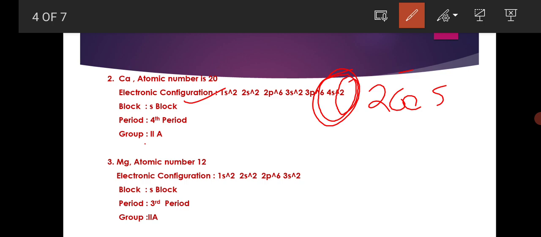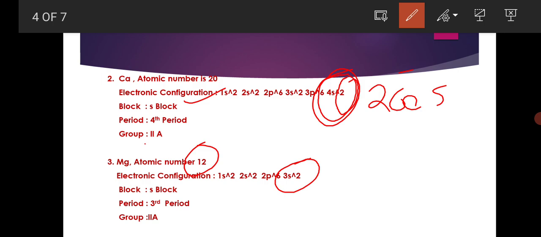And third, let us consider magnesium. The atomic number of magnesium is 12. Then the electronic configuration of magnesium is 1s2, 2s2, 2p6 and 3s2. Here the last orbital of magnesium is s. Okay. Then the block of magnesium is s. Then the highest principal quantum number of magnesium is 3. Then the period of magnesium is third.